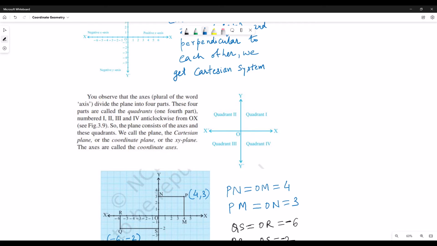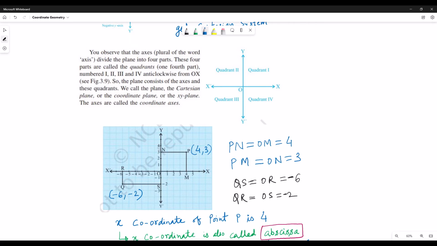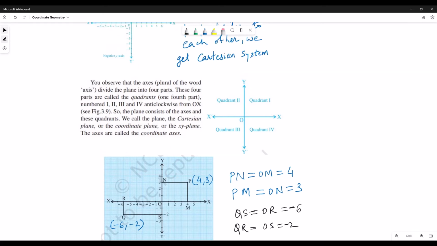Okay, so we have divided the plane into 4 quadrants. So we say a point is in the first quadrant, the second quadrant, the third quadrant, or the fourth quadrant. So we can imagine where the point is with respect to the origin. In the first quadrant, both x and y are positive. In the second quadrant, x is negative but y is positive. In the third quadrant, x is negative and y is also negative.